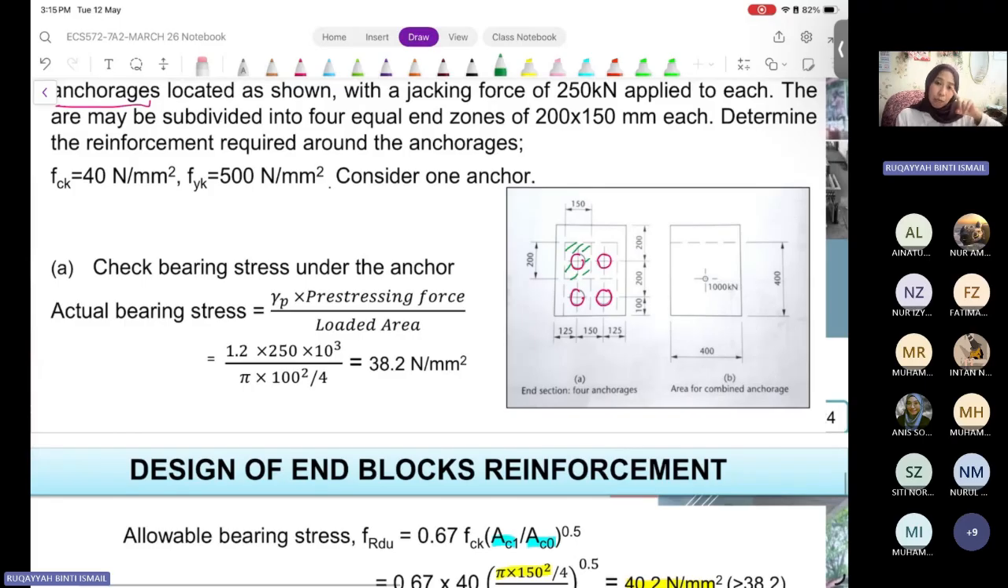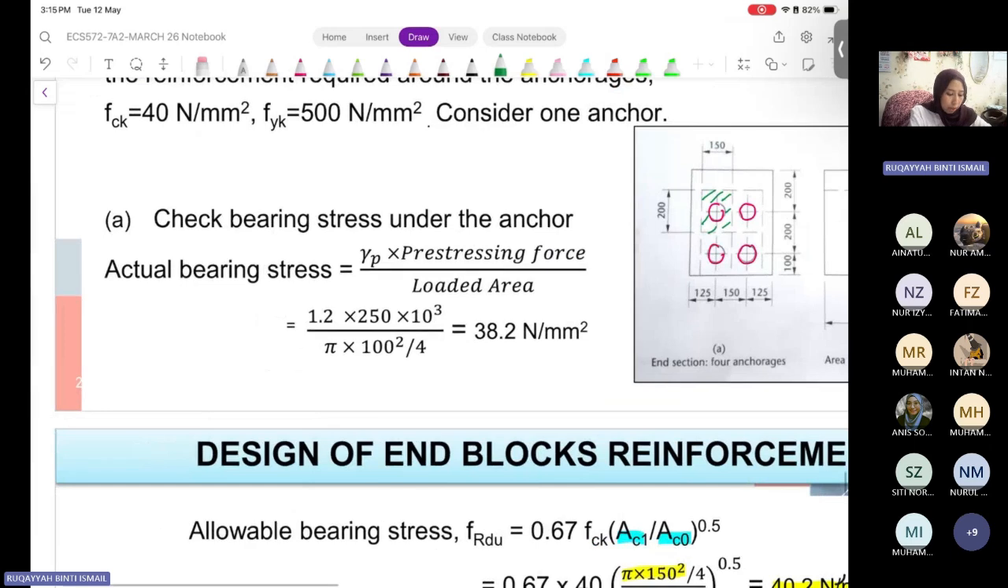Say that you want to design for one anchor only. It's not for 4 anchors because the design will be the same. But you want to know how much shear link we want to provide at that particular area. So now let's check the bearing stress under the anchor.